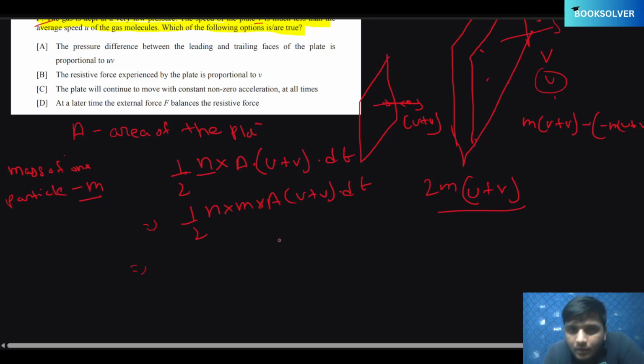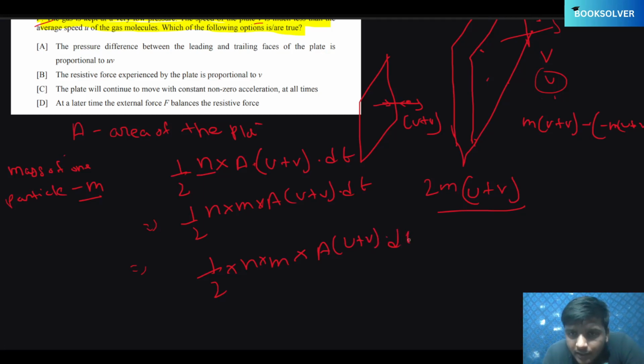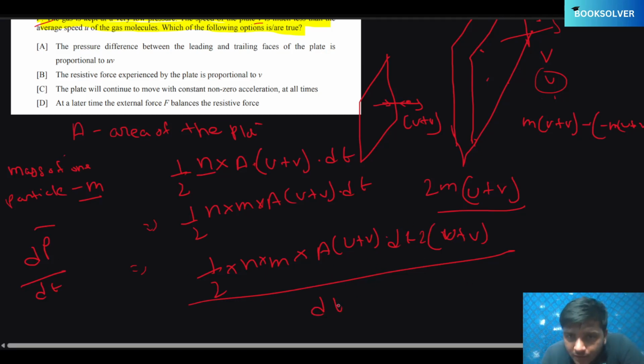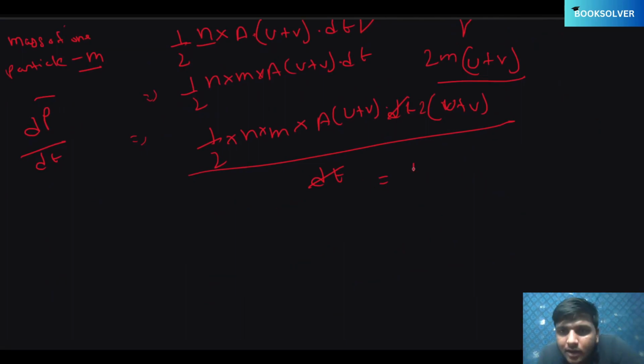Now if we multiply it by half into n into m into a, into u plus v, dot dt, into what is the change in momentum? It is 2 times u plus v. And we know that dp by dt, that is change in momentum per unit time, is given as the force here. So if we divide it with dt, we get this is equal to the force. Let me write it clearly. It is nothing but half into n into m into a into u plus v whole square.